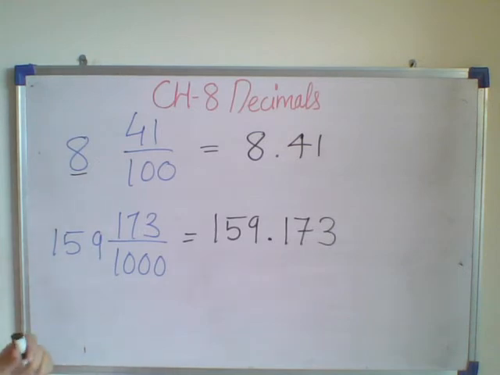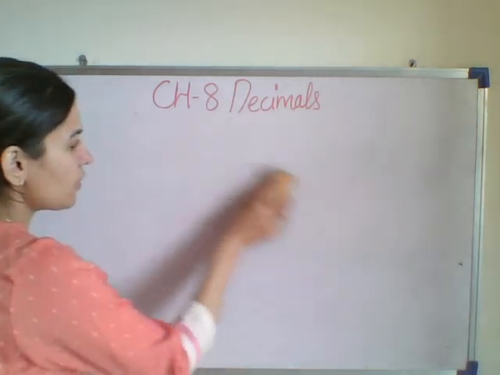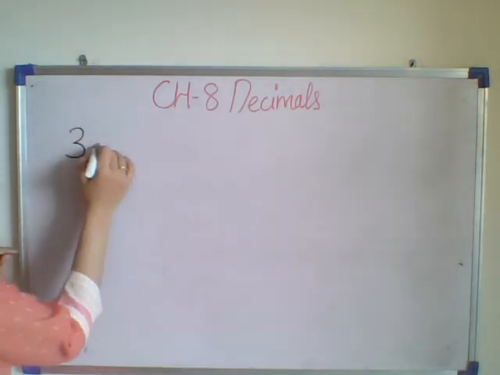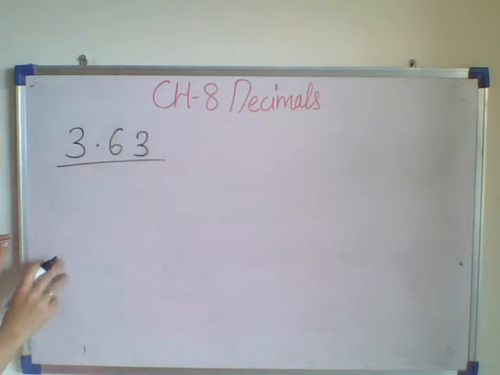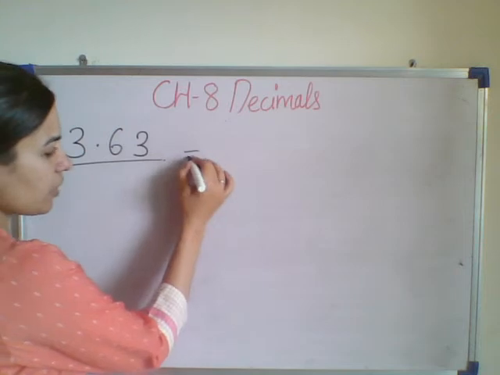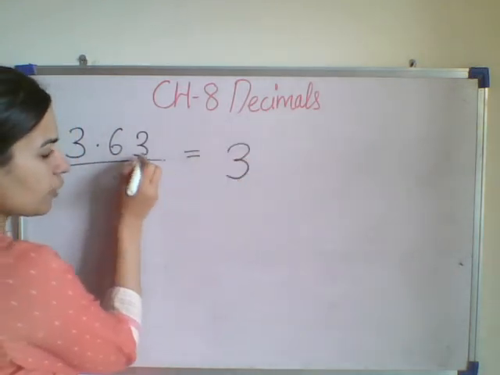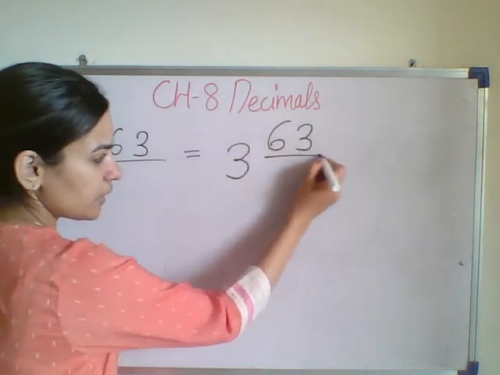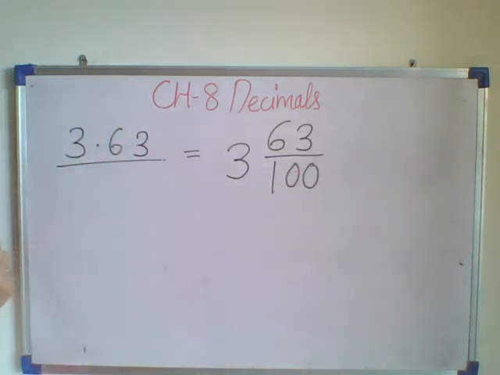Now write the following decimals as mixed numeral. What if I have given you decimals and you have to write the mixed numeral? Suppose the first one is 3.63. We have to write the mixed number or the mixed numeral of this. So first of all, write the whole number 3. Then in the numerator I will be writing 63. Here 2 digits are there, so I will be putting 2 zeros in the denominator.